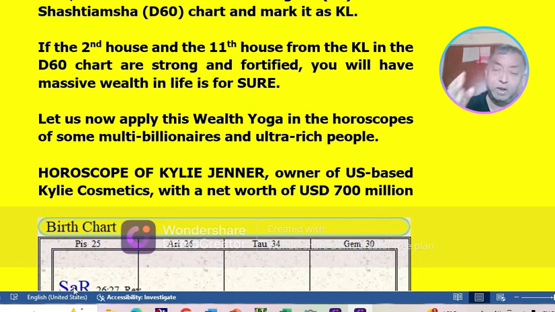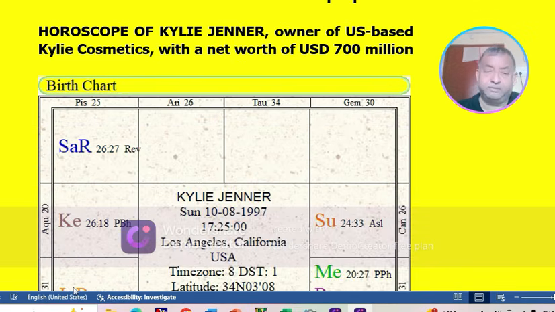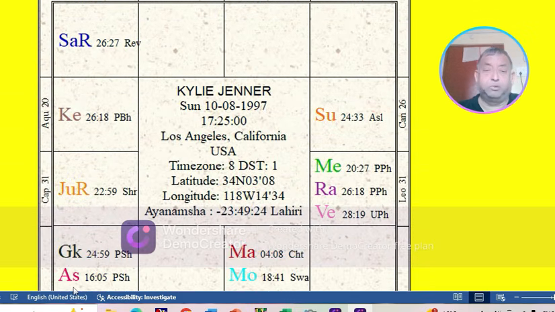First horoscope I have taken is of Kylie Jenner, owner of US-based Kylie Cosmetics, with a net worth of USD 700 million. USD means United States dollar. USD 700 million means $700 million. It is our birth chart. What you have to do?